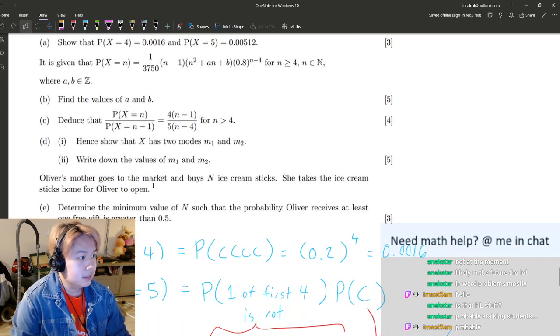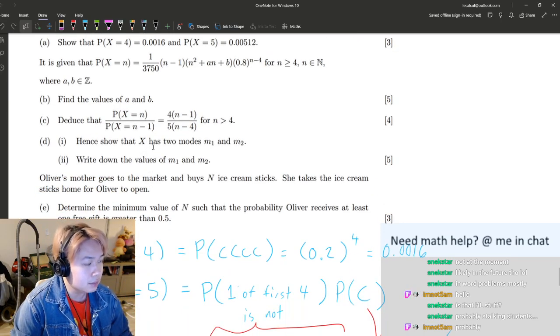Okay, hence, we need to show that x has two modes.